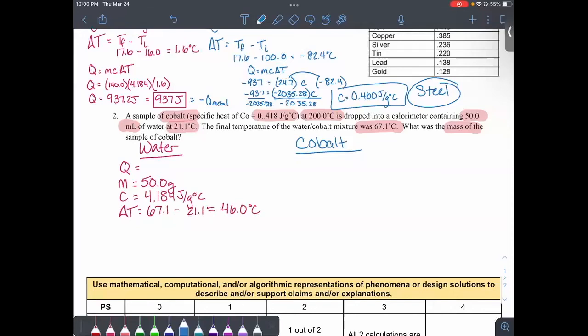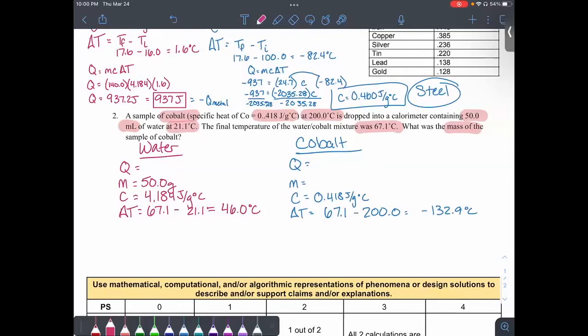Okay, we can also do our cobalt, so we don't know our Q just yet, but we could find that eventually. We're looking for our mass, so that's also blank. We know our specific heat capacity is 0.418 joules per gram degree Celsius for cobalt, and we know our change in temperature is going to be our final minus initial temperature. So it's our final of 67.1 degrees Celsius minus the 200 degrees Celsius it started at, to give us a negative 132.9 degrees Celsius for our change in temperature.